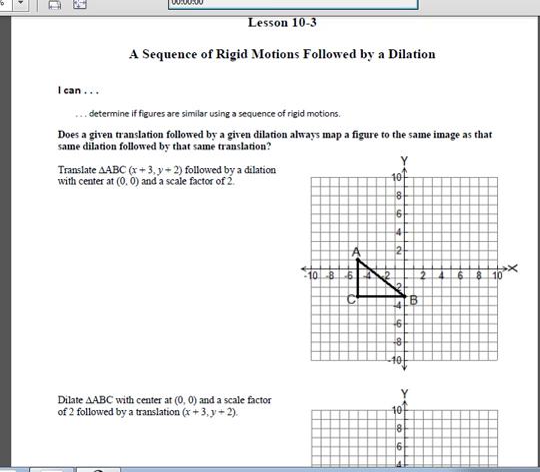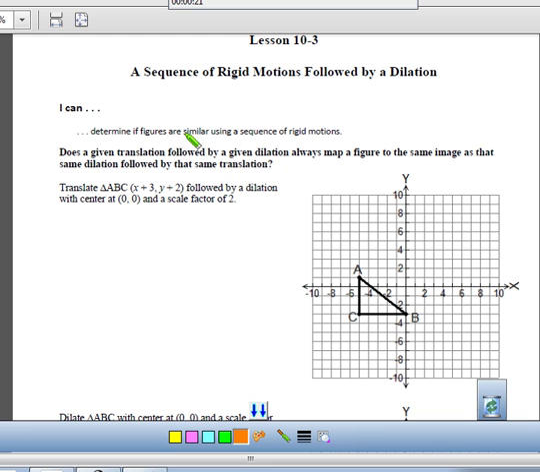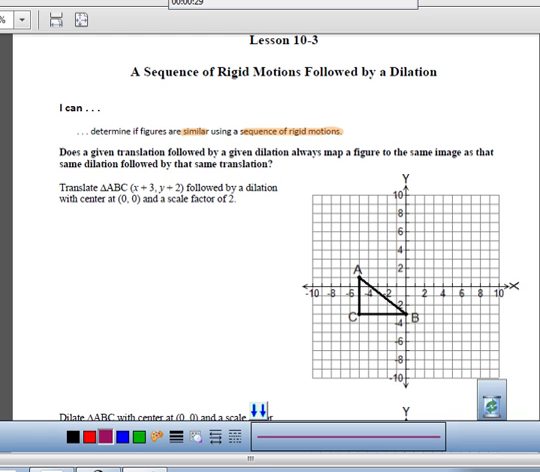The learning target for this lesson: I can determine if figures are similar using a sequence of rigid motions. Remember, what we're doing here is, when we do a sequence, we're doing more than one.